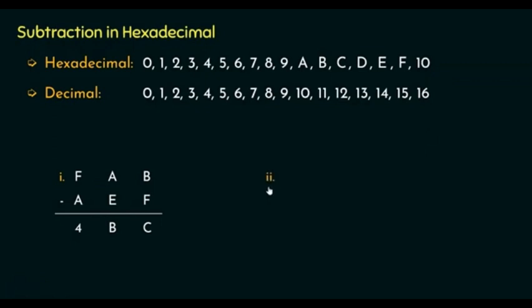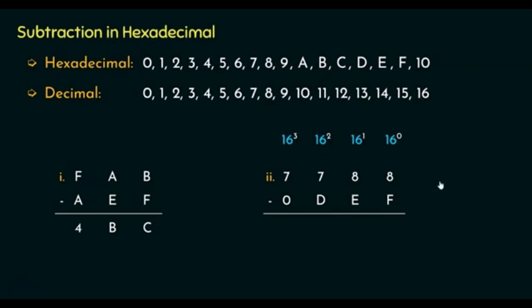Let's perform another subtraction. This time we are going to have the minuend as 7788 and the subtrahend is going to be 0DEF. Let's now have the place values as well. Both of them are 4-digit hexadecimal numbers. So the place values are going to be 16 raised to the power 0, 16 raised to the power 1, 16 squared and 16 cubed.